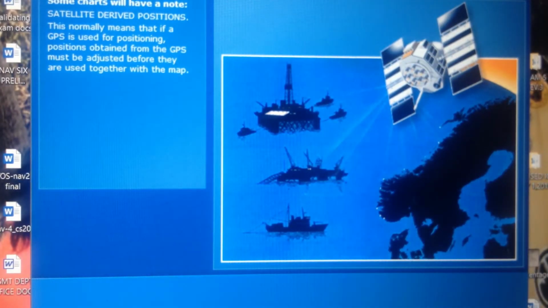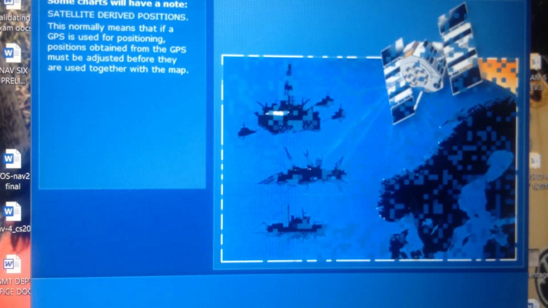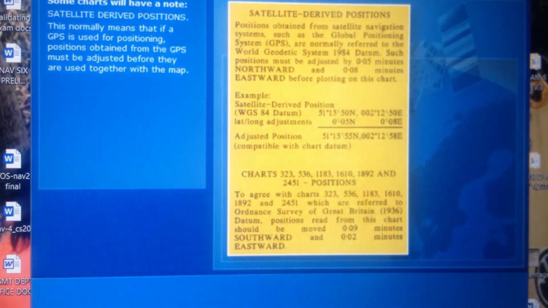Some charts will have a note, satellite-derived positions. This normally means that if a GPS is used for positioning, positions obtained from the GPS must be adjusted before they are used together with the chart. This is a specific example taken from chart BA2449.